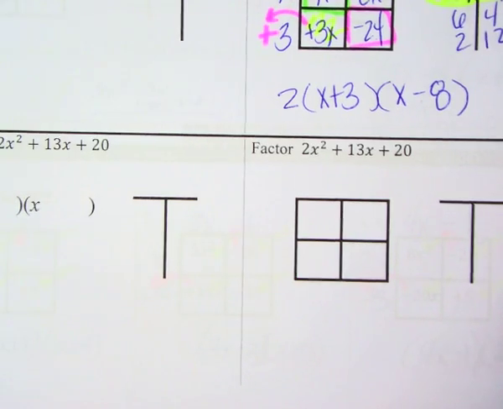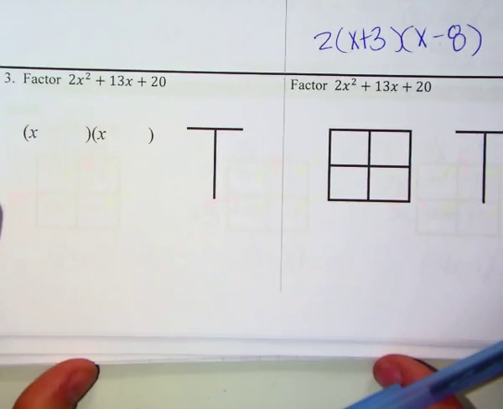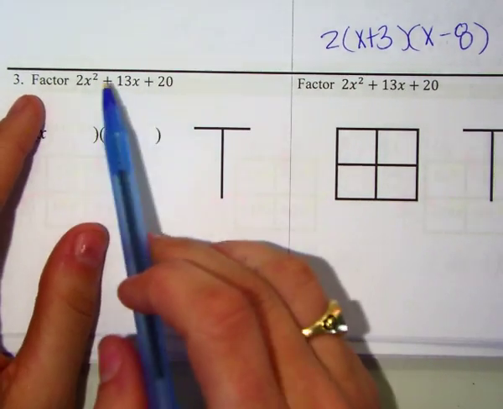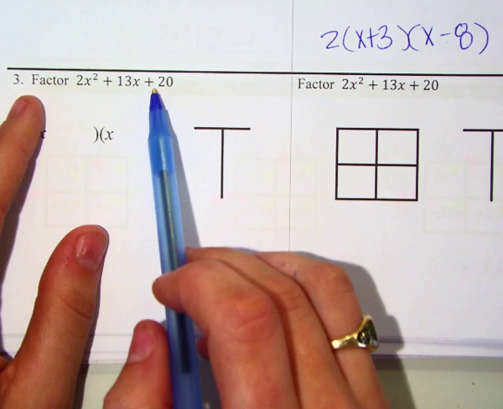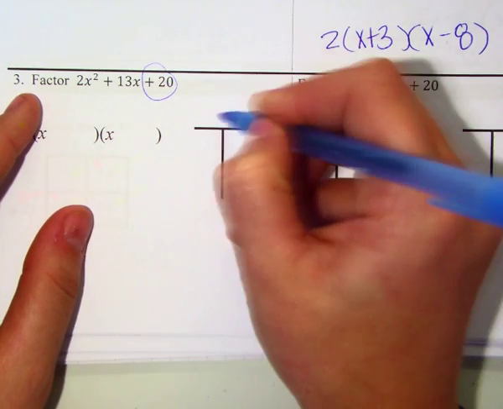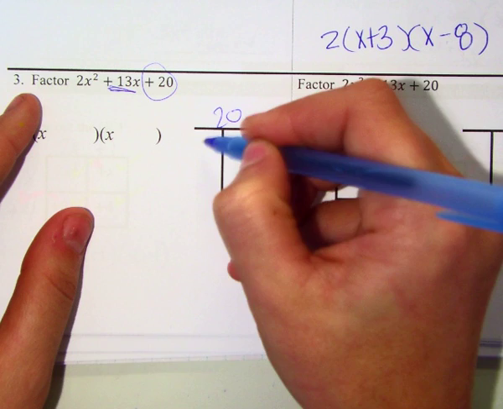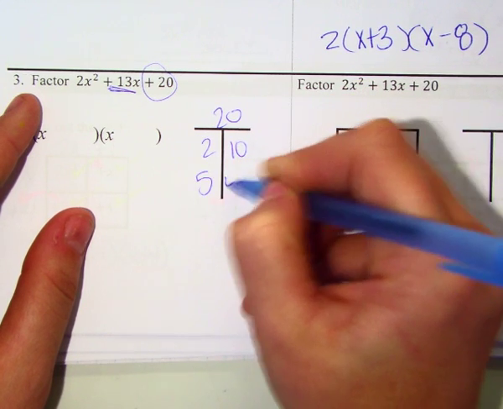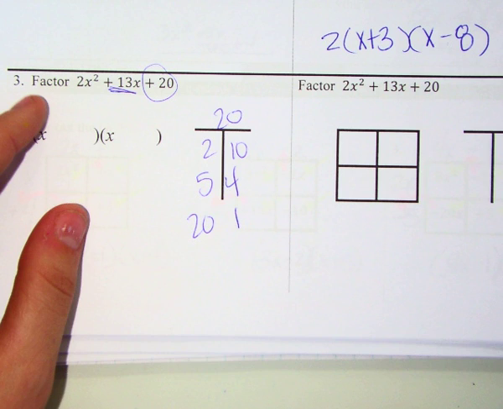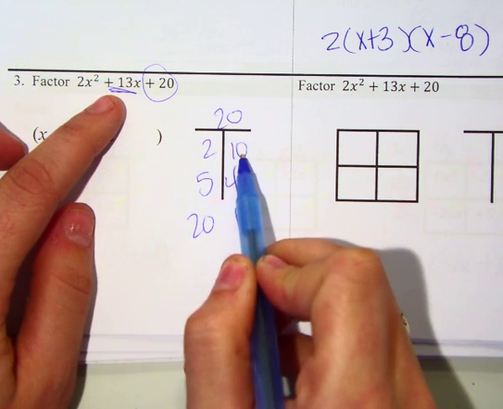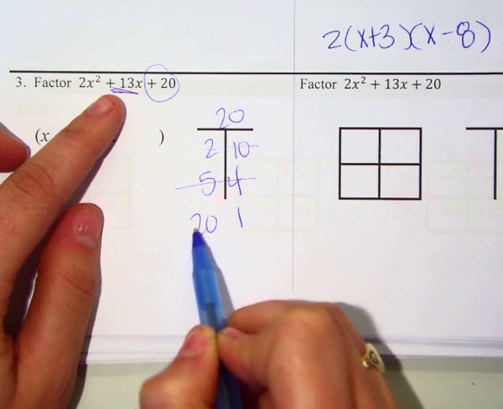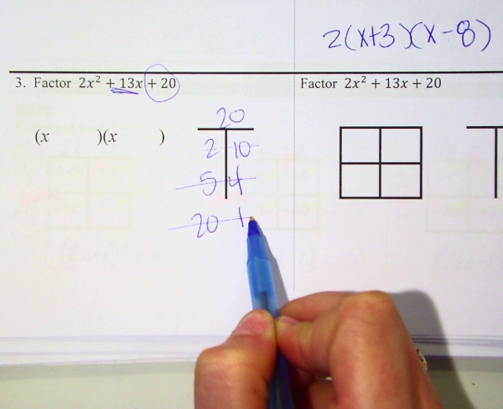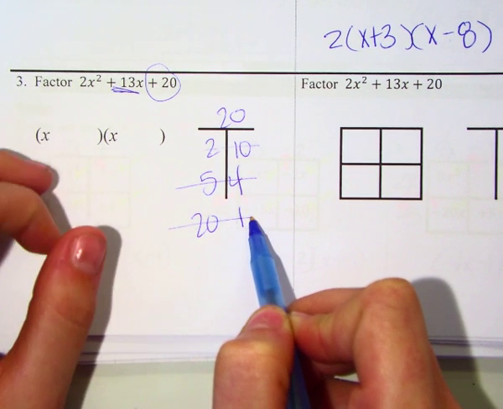Now, here's why we like the box method. Let's go ahead and give number 3 a shot. If we wanted to factor this one, first we look to see if there's a GCF, which there's not. Then we'll go ahead and use the C&M method. So we're looking for two numbers that multiply to give us 20 and combine to give us 13. 2 and 10, 5 and 4, 20 and 1. I can't combine 2 and 10 to get 13. I can't combine 5 and 4 to get 13. And I can't combine 20 and 1 to get 13.